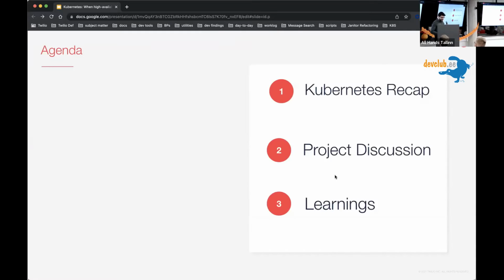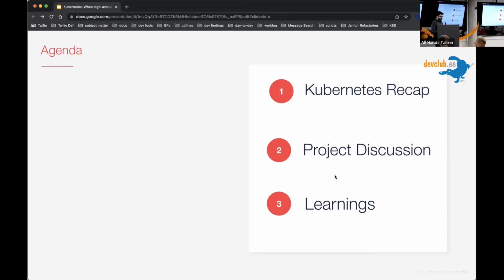So, what will I be talking about today? I have heard that there are a lot of people who are interested in Kubernetes as a concept. They want to know about Kubernetes. They are interested, but they want to get a little bit more familiar with it, basically.